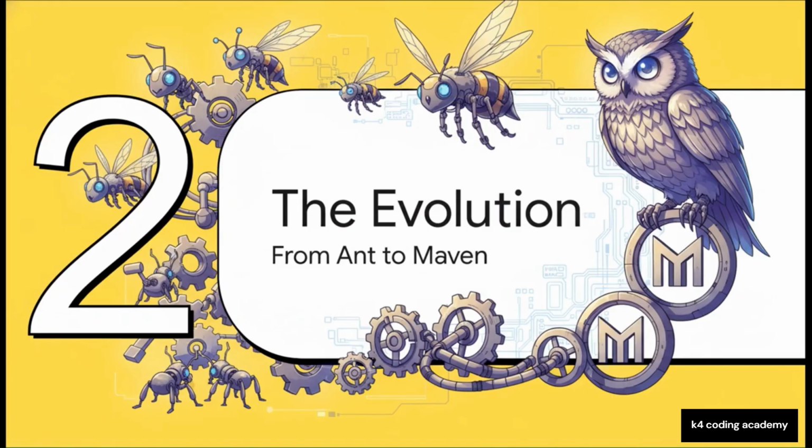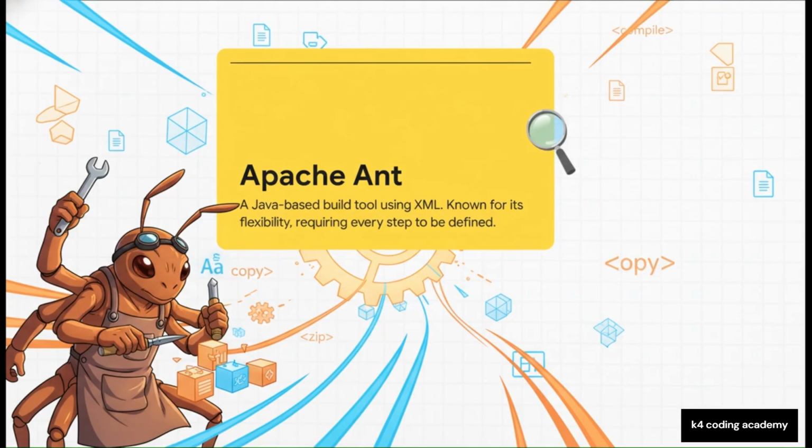So how did we even get to the powerful tools we have today? Well, it's really a story of evolution, where each new tool was basically created to fix the frustrations of the last one. And it all started with this guy, Apache Ant. You can think of Ant as the old-school master craftsman. It gave developers total, absolute control. You had to write these XML files telling it exactly what to do: compile this specific file, copy it over to that folder, zip these things together. It was incredibly powerful and super flexible.